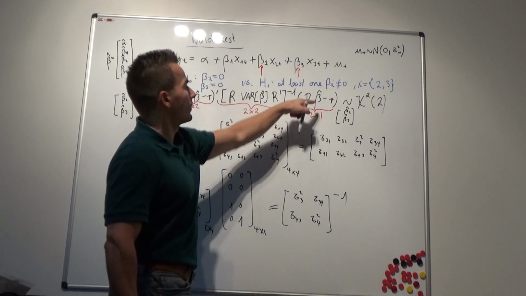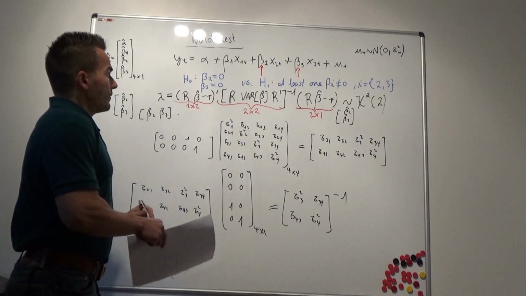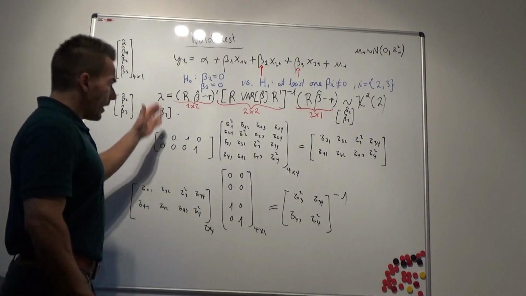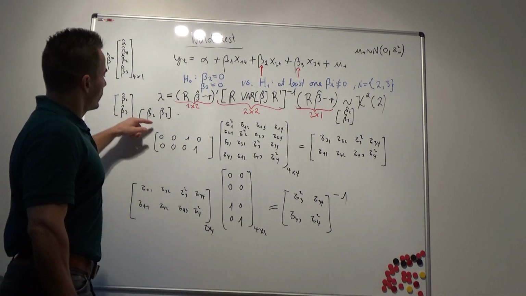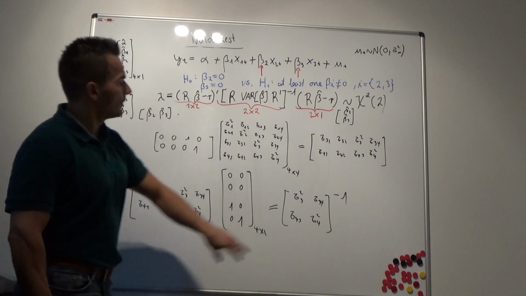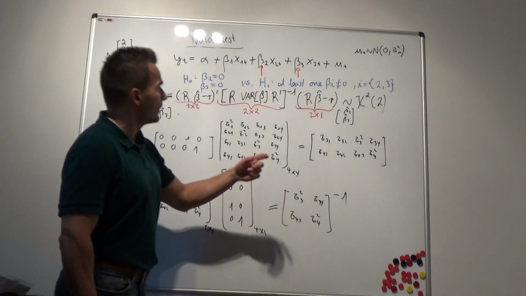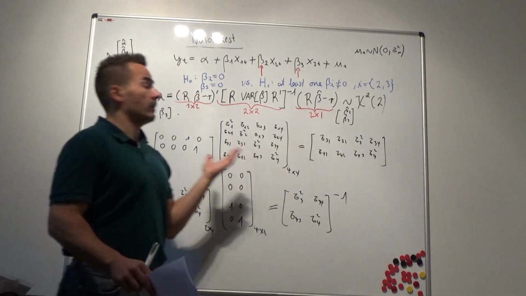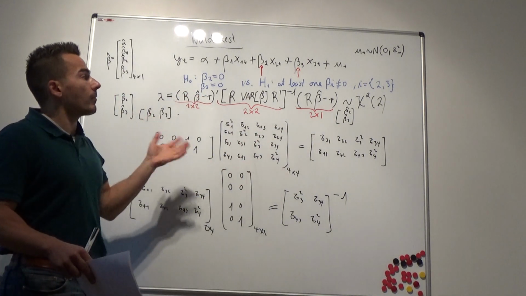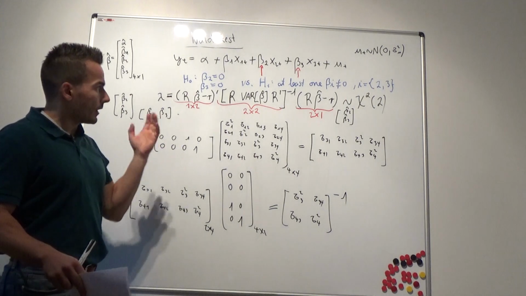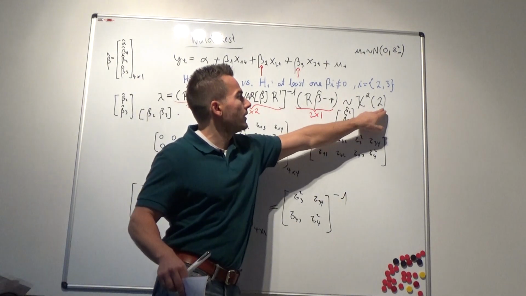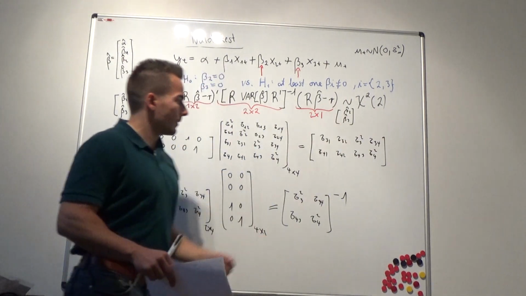This guy here was on the right-hand side. And if you multiply it out, what we get is obviously a 1 by 2 vector times this 2 by 2 matrix inverted, times a 2 by 1 vector. What we get is a number, and this is a random number. It's drawn from the chi-square distribution with 2 degrees of freedom under the null hypothesis.